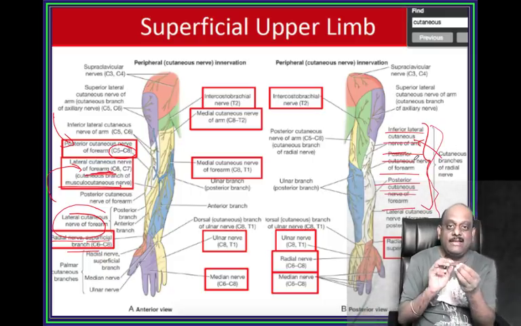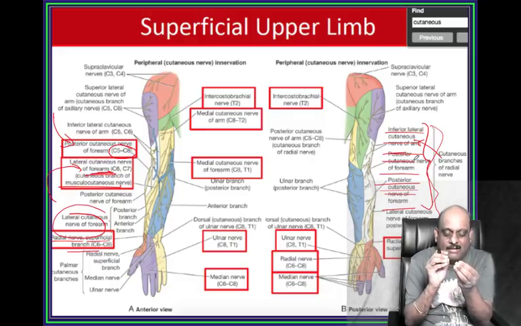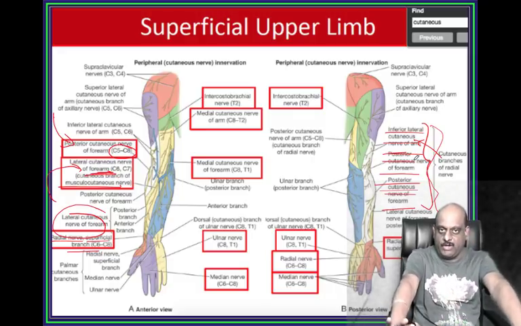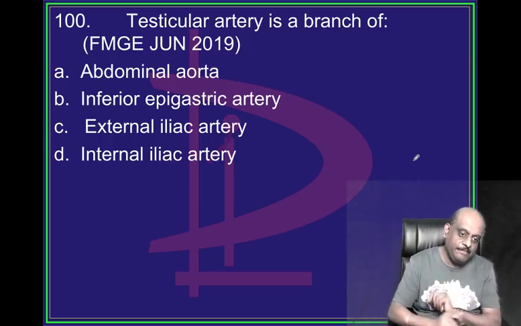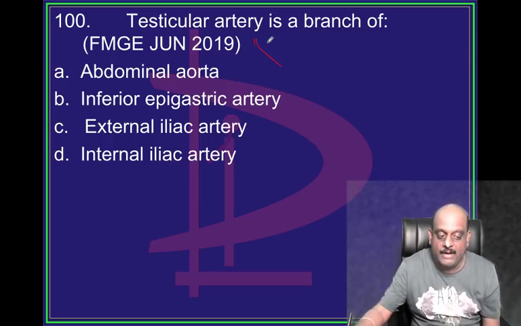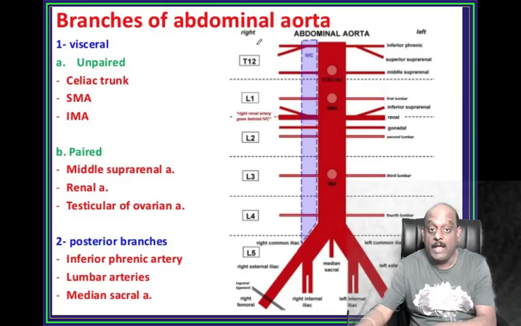So there is always confusion here, but this table, doctor, if you take a screenshot of it, very good. Testicular artery is a branch of abdominal aorta.